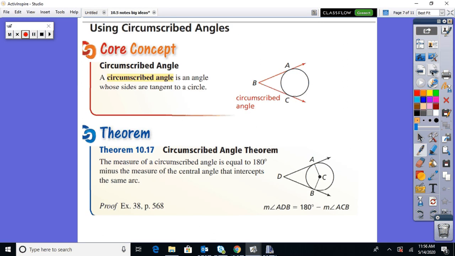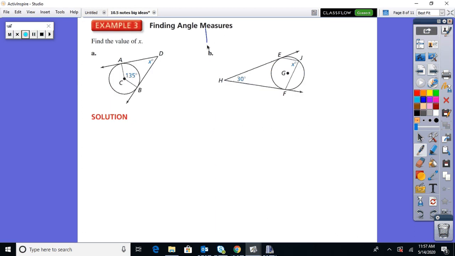All right, next concept is when you have a circumscribed angle, an angle whose sides are tangent to a circle. Watch how cool this is, it's real easy. Circumscribed angle theorem, 10.17. The measure of a circumscribed angle is equal to 180 minus the central angle that intercepts the same arc. So you got these tangents, you have a central angle formed right here, and so the relationship is just that those 2 angles are supplementary. All right, you got 180 happening. So let's see what it looks like.